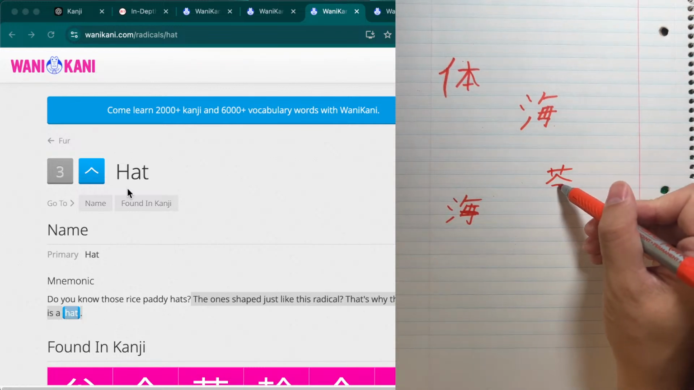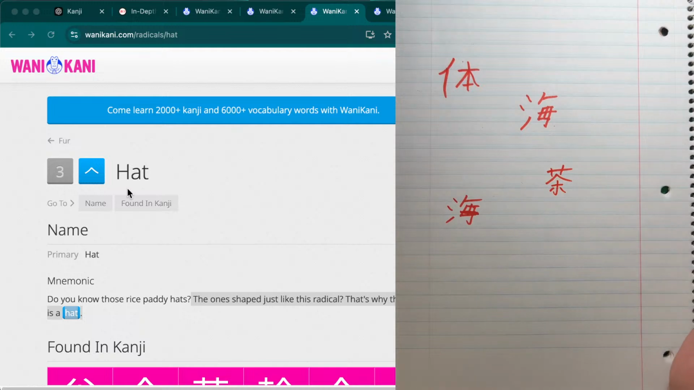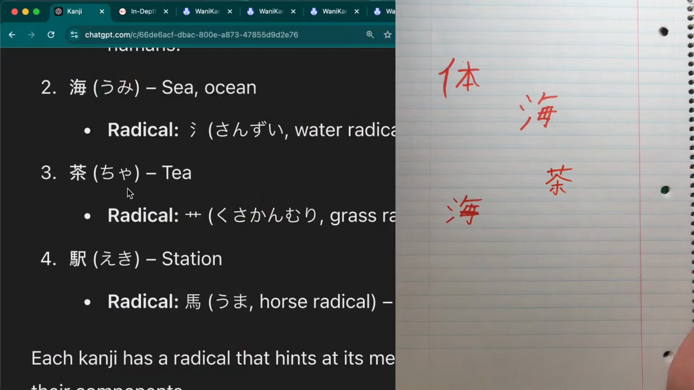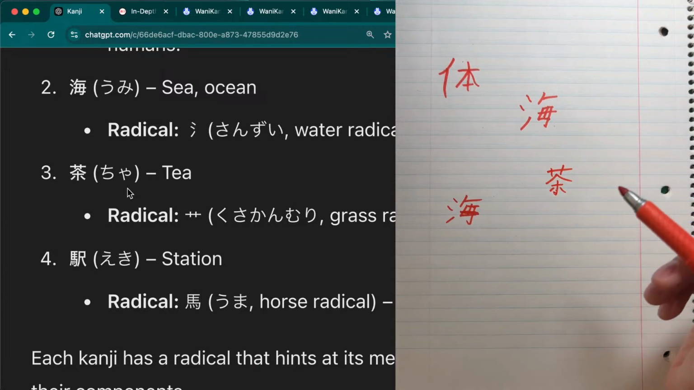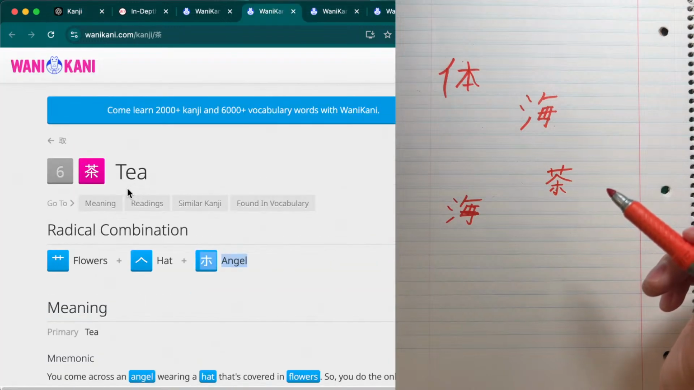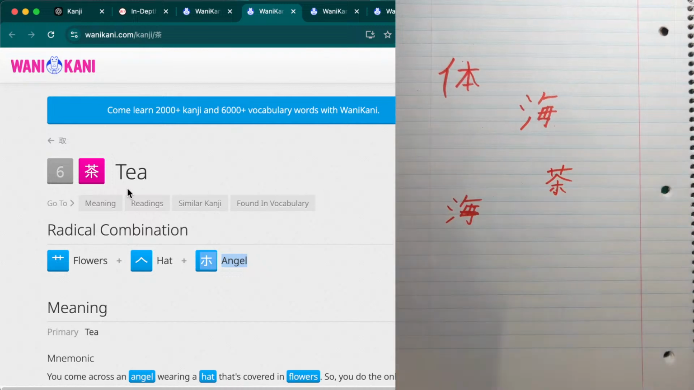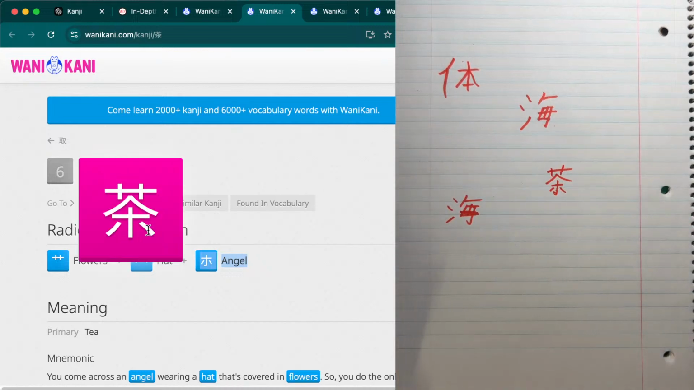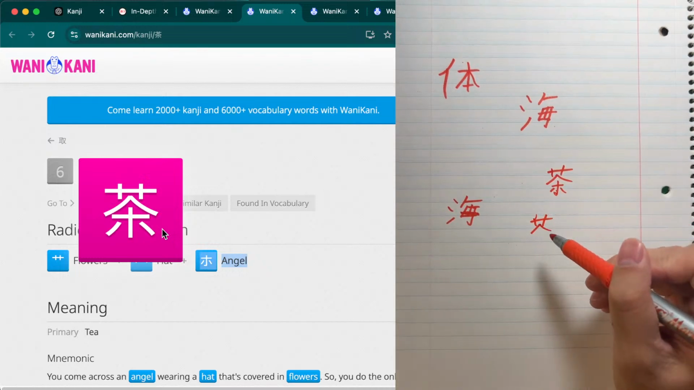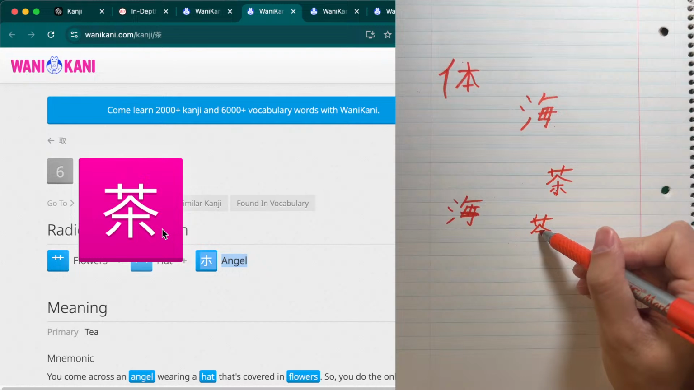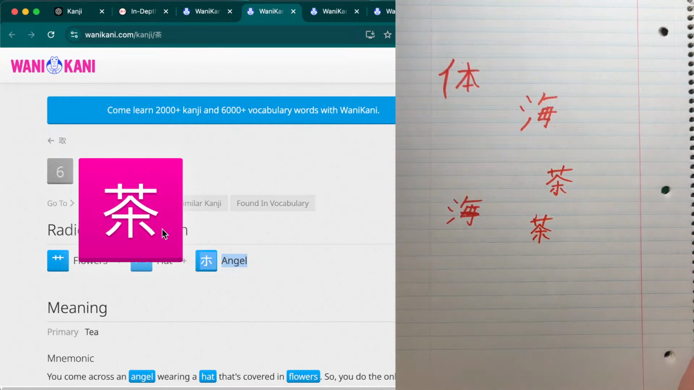And then we have ho. But this one seems to not have the hook. I think, yeah, WaniKani also doesn't have the hook, so I gotta be careful of that. It's very symmetrical, so I'll just remember that for cha. So one more time: grass radical, hat radical, and then ho for cha.